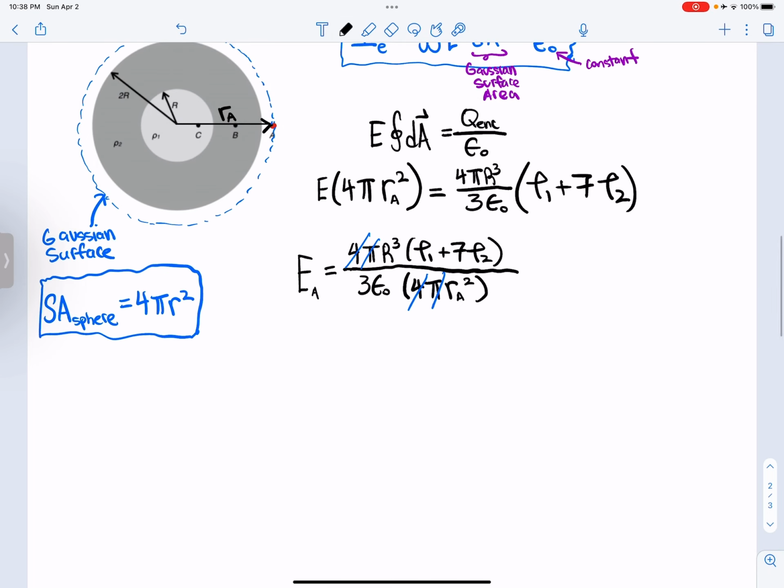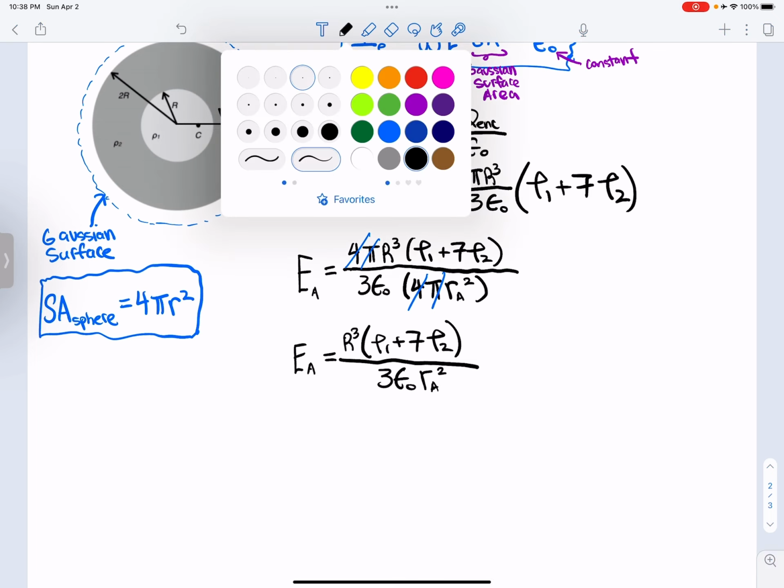So my electric field at point A, which is the distance RA from the center of the ball, is equal to R cubed times rho 1 plus 7 rho 2 divided by 3 epsilon naught RA squared. Okay.